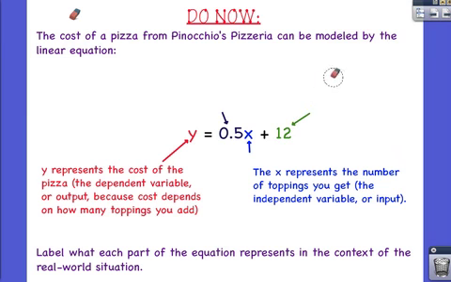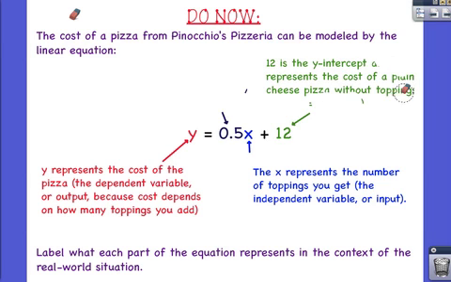Now 12 is the y-intercept. The y-intercept is where the line crosses the y-axis, and at that point the x-coordinate is 0. Since x represents the number of toppings you get, when x is 0, that means that there are no toppings, and therefore 12 represents the cost of a plain cheese pizza without toppings. So a plain cheese pizza costs $12.